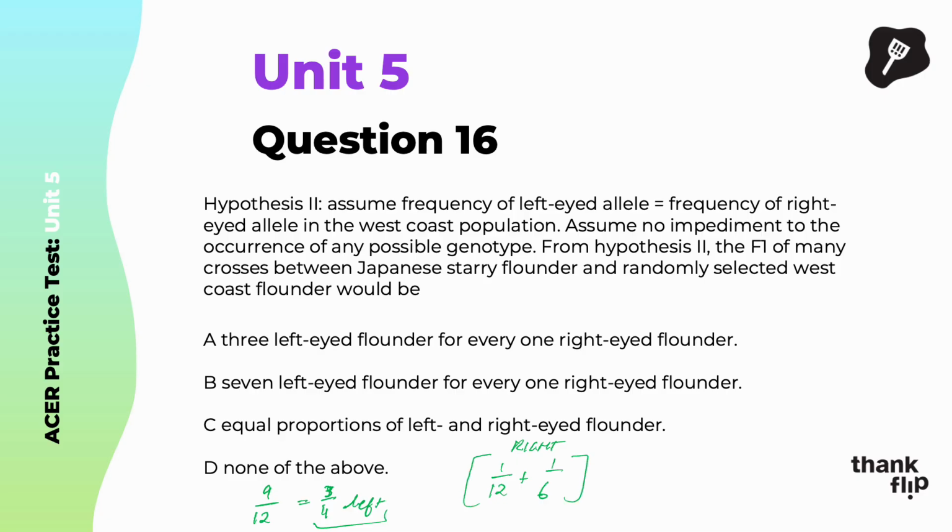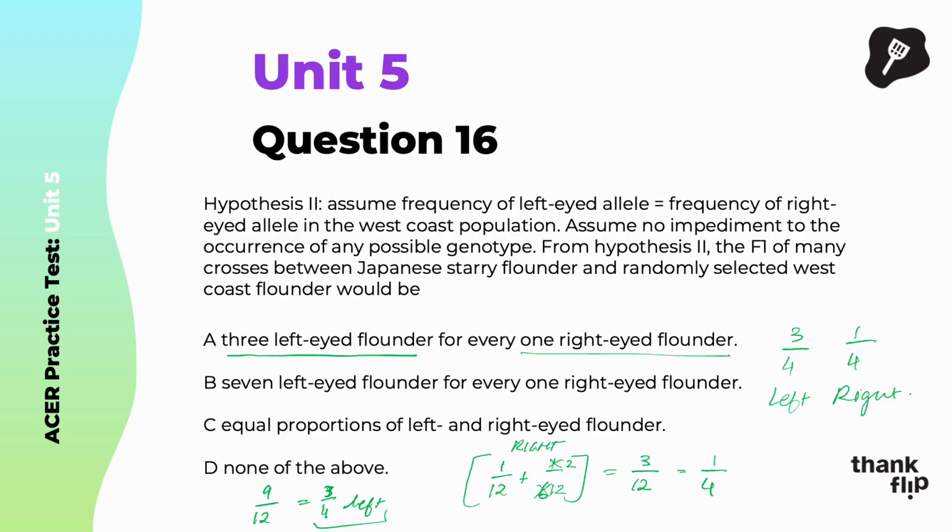So we had our right values here, 1/12 and 1/6. So adding these, I'm going to multiply this by 2 to get the common denominator. And we're left with 3/12, which is a quarter. So we have 3/4 of our population left-eyed, and 1/4 of our F1 population is right-eyed. So looking at our answer options, the first option is 3 left-eyed flounder for every 1 right-eyed flounder.